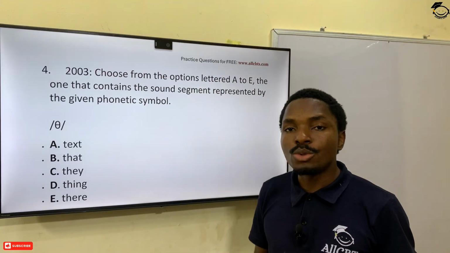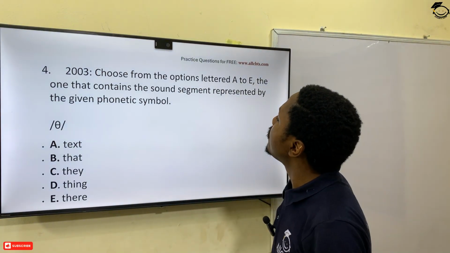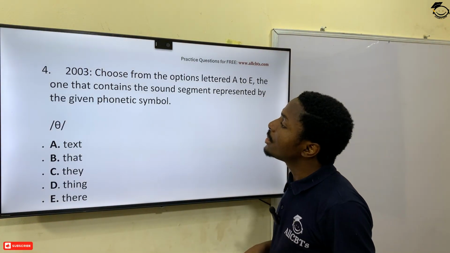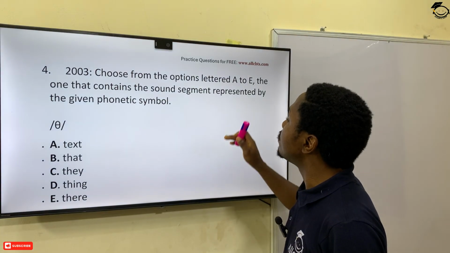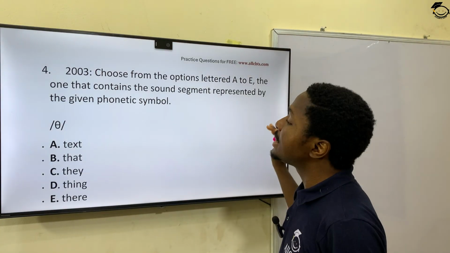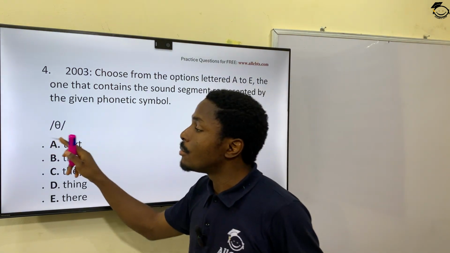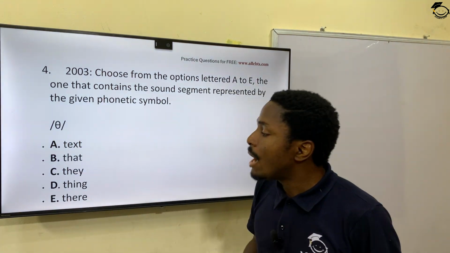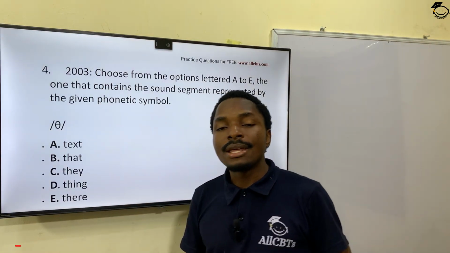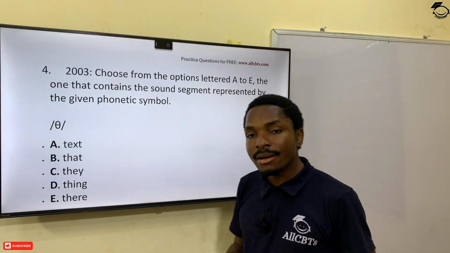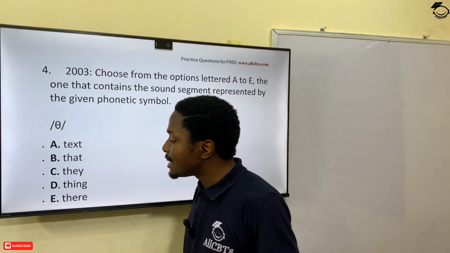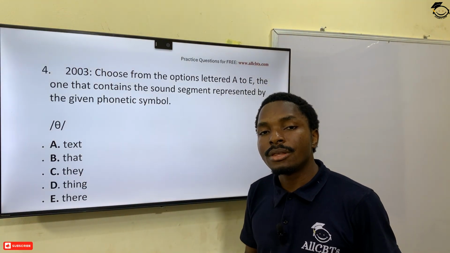Question 4 from 2003. Choose from the options letter A to E the one that contains the sound segment represented by the given phonetic symbol. So this is a phonetic symbol. It has a phonetic sound. And what is the sound? The sound for this is. So which of these has that sound?